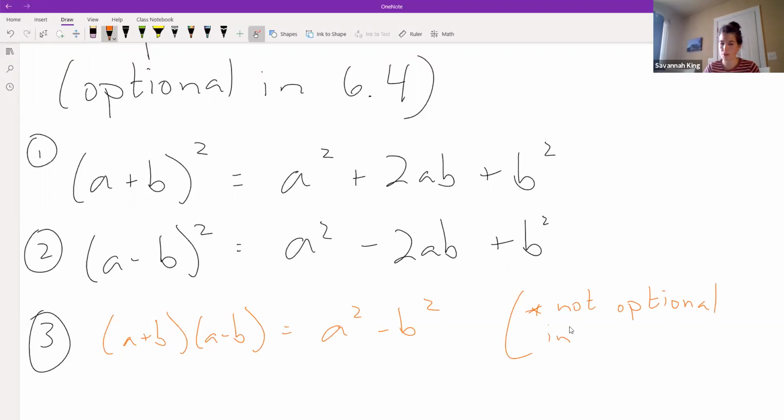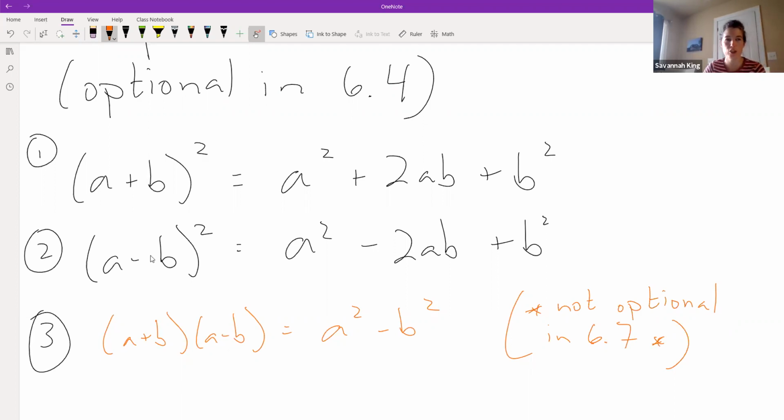I want to be really specific here. Let me see if I can find the section, because it is in chapter 6. I don't want you to think it's not going to be till chapter 10 that you need this. It is, yep, 6.7. This last optional multiplication formula will not be optional in 6.7.